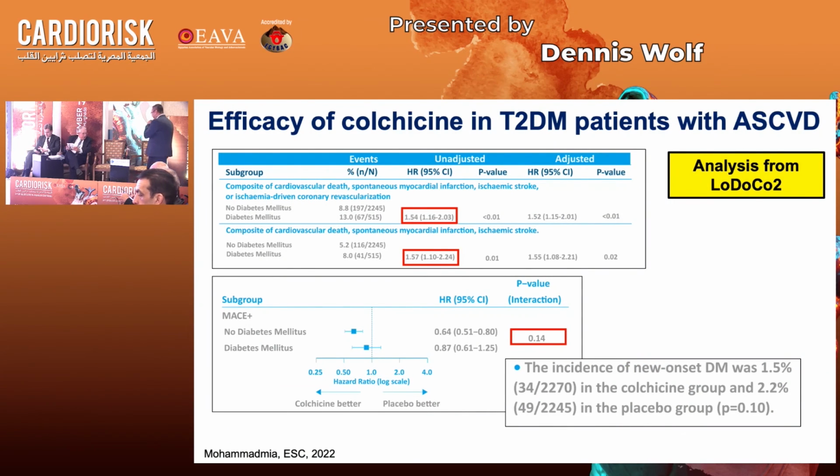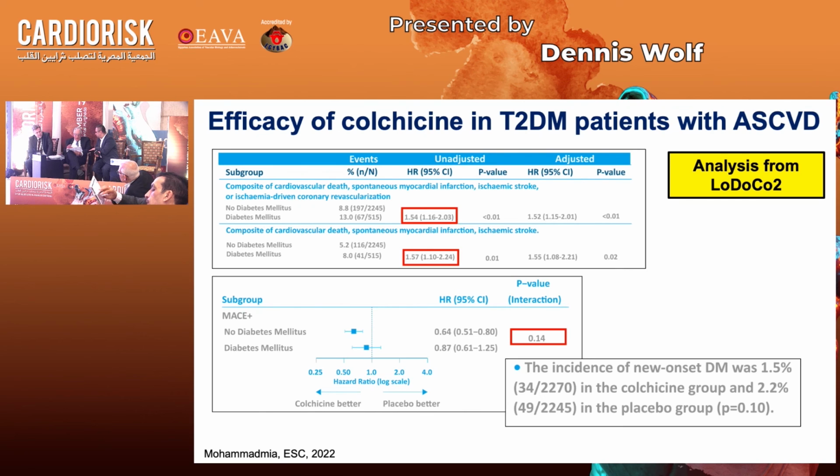This was tested in a sub-analysis from the LODOCO-2 trial that first shows, and this is shown on the upper side, that patients with diabetes mellitus had a much higher risk for developing cardiovascular complications than patients without diabetes mellitus. So this is pretty much in line with what we heard in the beginning. Now, interestingly, the efficacy of colchicine in this trial, when we stratify for patients without diabetes and with diabetes mellitus, was not statistically significant. So it seems to be the case that colchicine is working to the same degree in patients with and without diabetes.